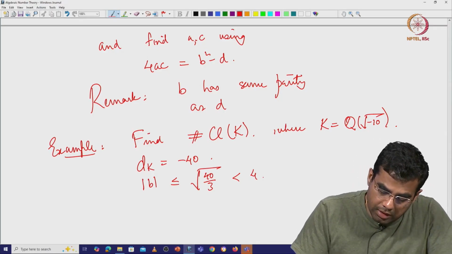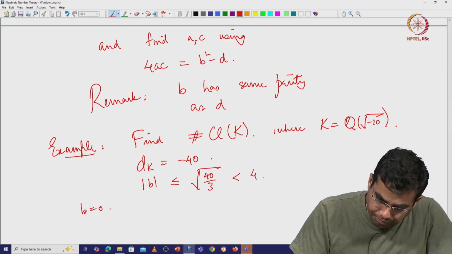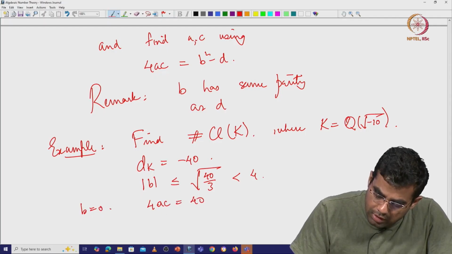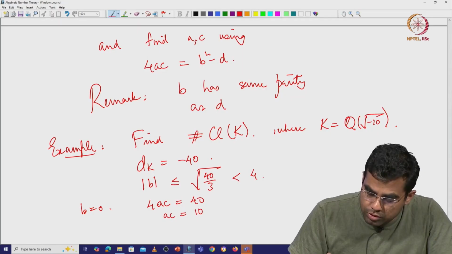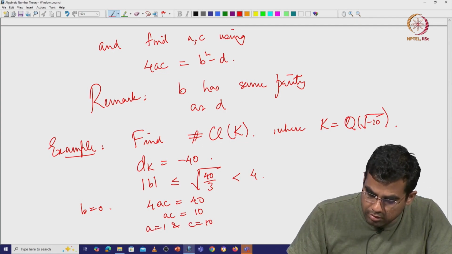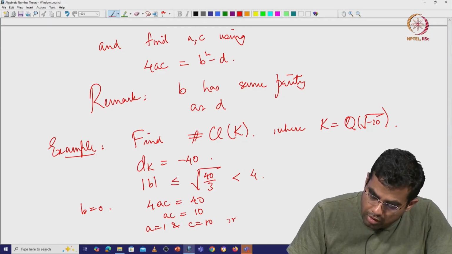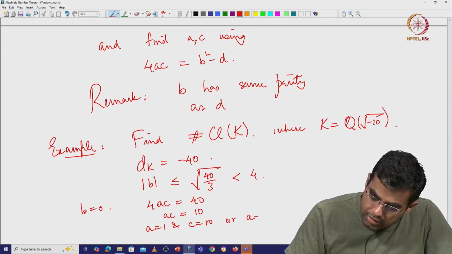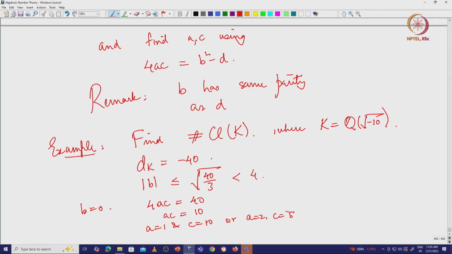So, you try to solve. Let us say take b equal to 0, then 4ac is equal to 40, and so a times c is 10. The possible values of a and c are a equal to 1 and c equal to 10, or a equal to 2 and c equal to 5.